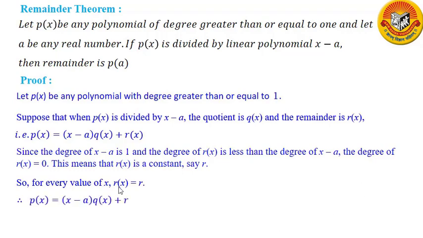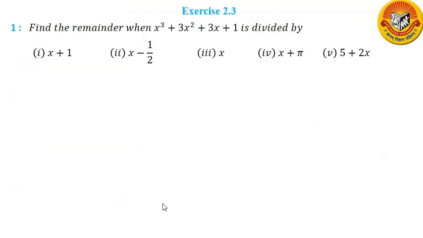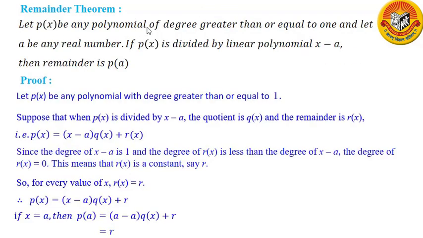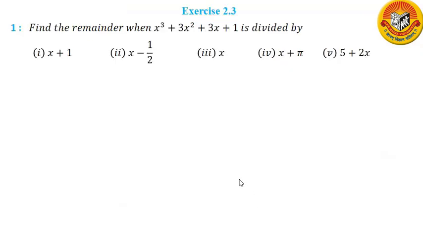Right? Now, if I take x equal to a, then I get P(a) equal to (a minus a) into Q(a) plus R. This a minus a is 0, so this whole term will become 0, and I will get P of a is equal to R. So we have understood the proof of remainder theorem also. Now let us solve exercise 2.3, which is based on this remainder theorem.